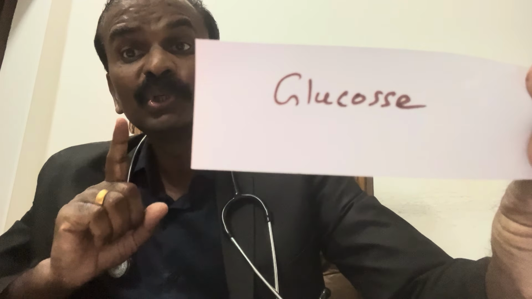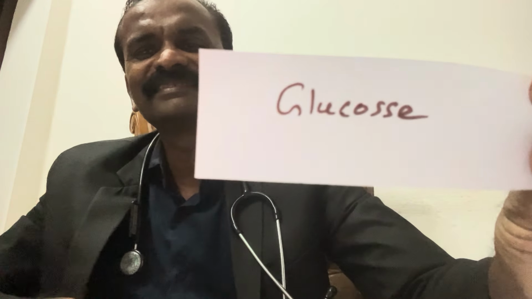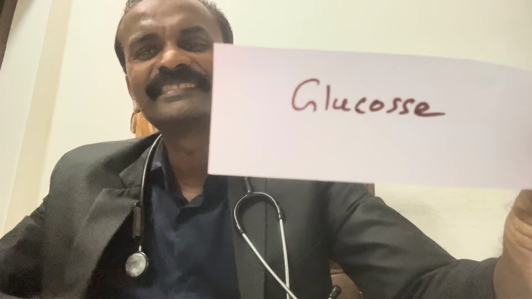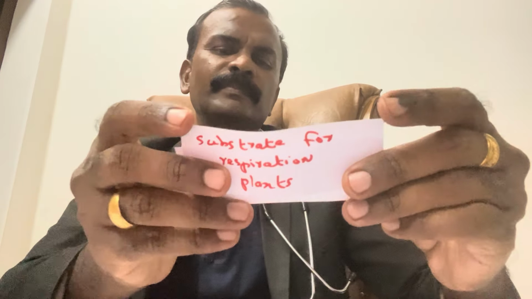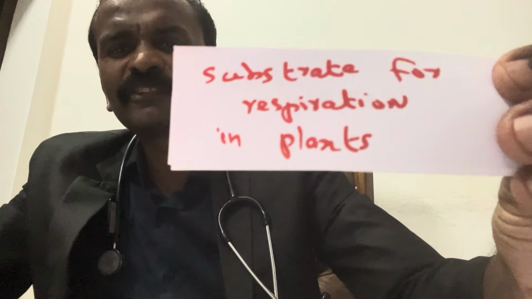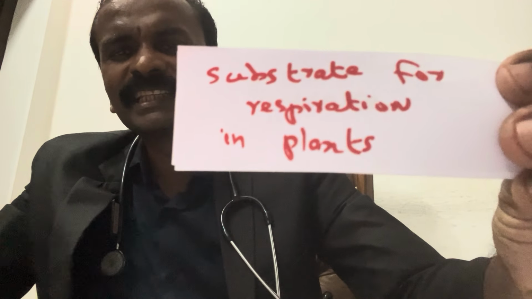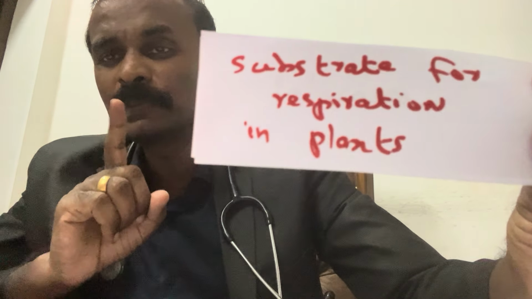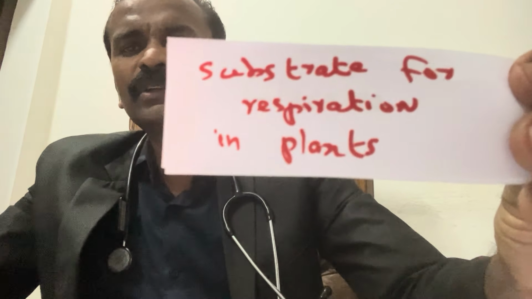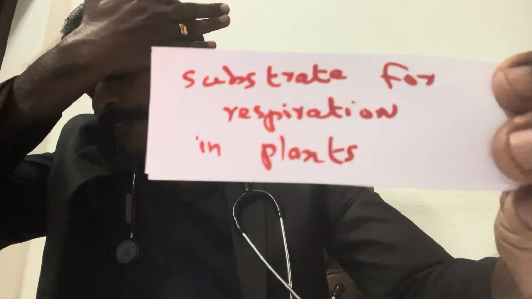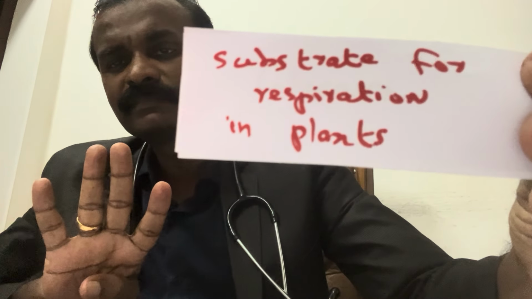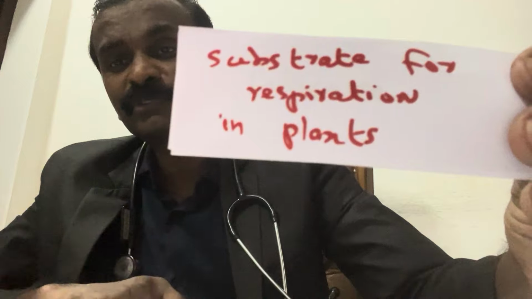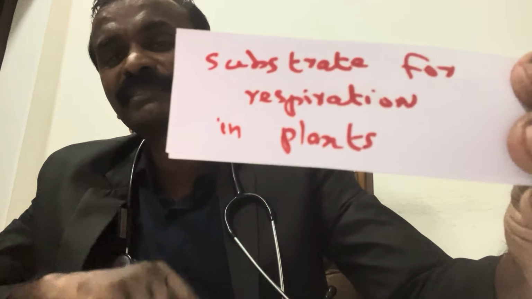This is how you should prepare for NEET. Glucose. What is the question? Substrate for respiration in plants. This is how you should prepare. Substrate, don't forget the question, okay? Substrate for respiration in plants is glucose. When they give 4 choices, this will be the toughest MCQ, and this they have asked so many times in the paper.